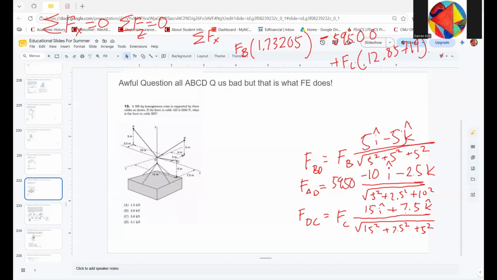Anyway, summation of Fy is basically doing the same thing. So negative 1.43205 FB minus, again minus 2.5 multiplied by 5950 divided by parentheses square root of 5 square plus 2.5 square plus 10 square, which is 1298.39. Maybe I made a mistake somewhere, but oh well. And then this is plus FC. There must be some easier way.